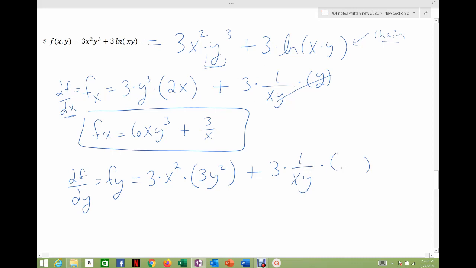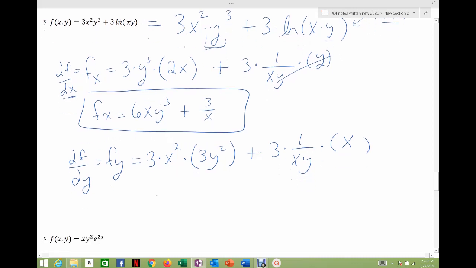Which again is exactly the same as the previous one. This is where it changes, because now I'm taking the derivative of the inside with respect to y. So it's the y part I'm taking the derivative of. Well, the derivative of just y is 1. X is a constant, so the derivative is simply x. X comes along. And so there is the derivative with respect to y.